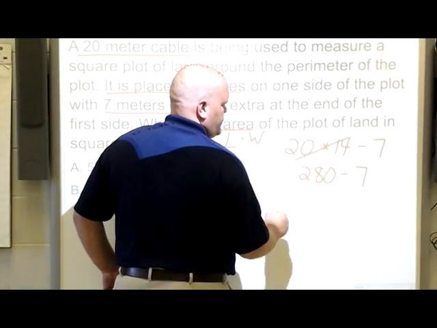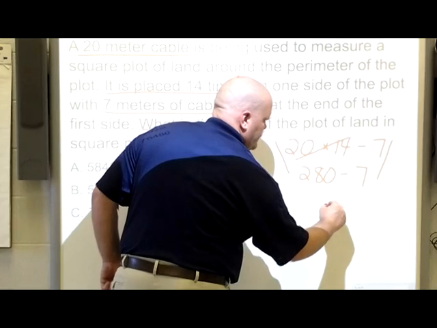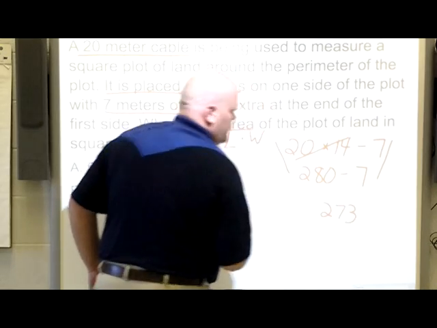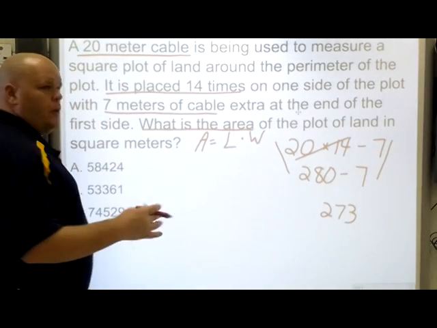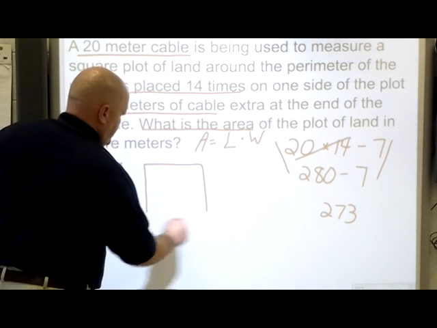All that's left is my subtraction as I funnel down to my final answer. 280 minus 7 is 273. Okay, now, I like to draw pictures. I'm a visual type guy. So I'm going to draw a picture of this plot of land.